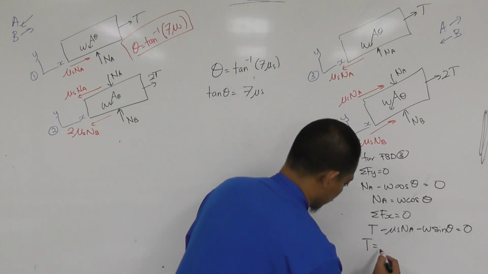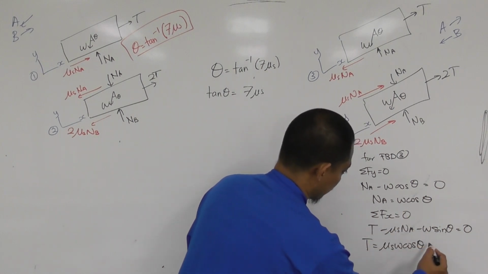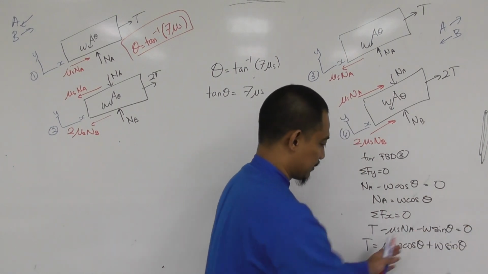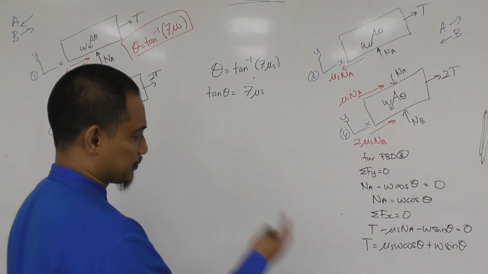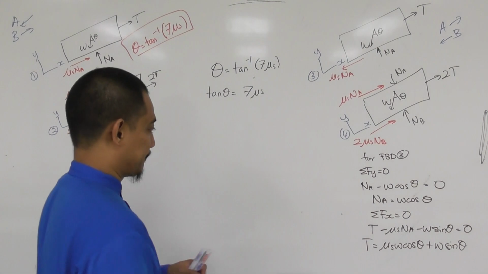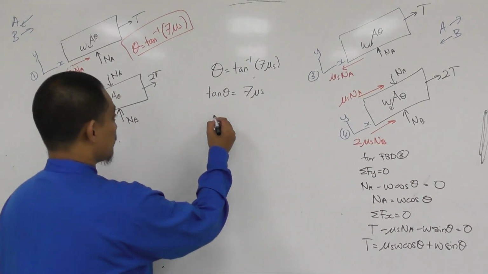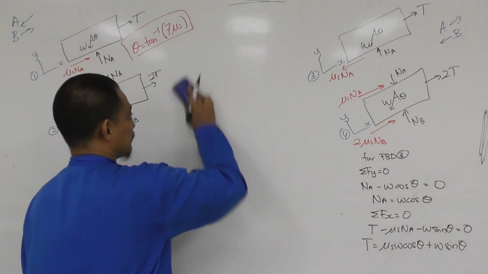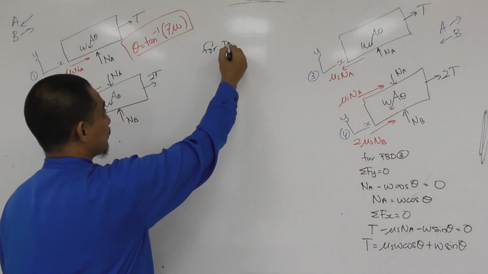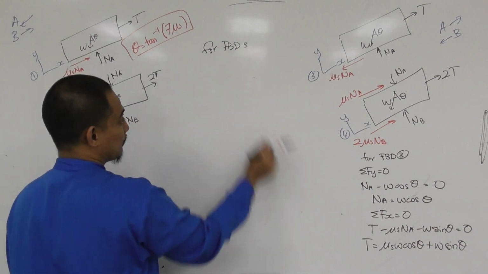And NA is already here. So mu s W cos theta and then plus W sin theta. Right? We are bringing that on the other side there. So it becomes plus, and NA becomes W cos theta. I'm skipping one step there. Alright, so okay, this one it is already also. So now, for free body diagram number 4 then.